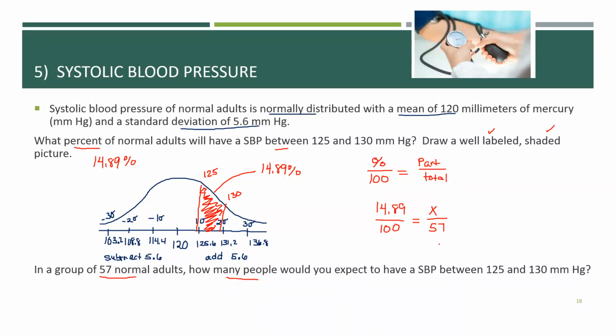So from here, I'm going to cross multiply. So on my calculator, I am taking 14.89 times the 57. And so I have 100x is equal to 848.73. And then I finish this off by dividing by 100. And I get 8.4873.